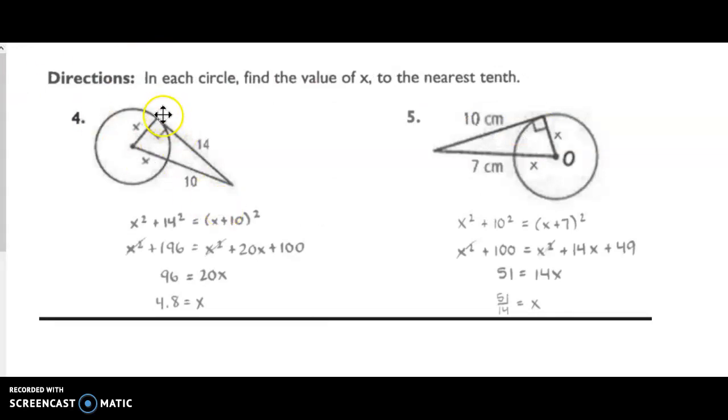All right, here we can use the Pythagorean theorem because we know it's a right triangle. So x squared plus 14 squared is x plus 10 squared. So using some algebra here, you've got to remember how to double distribute and FOIL. Remember, this is not x squared plus 100. It ends up being x squared plus 20x plus 100. And you can use the Pythagorean theorem over here also.